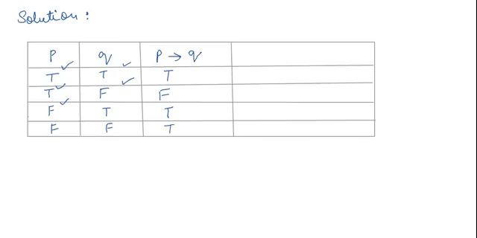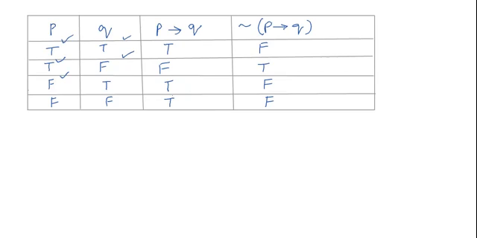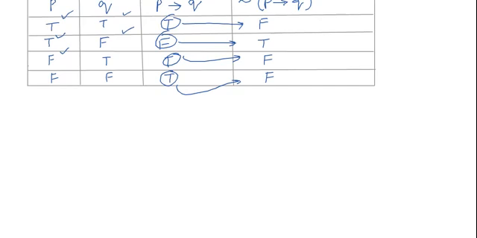Now we need to find the negation of if P then Q. So this true will turn out to be false, this false will turn out to be true, this true will be false, and this true will be false. True turns out to be false, true turns out to be false, false becomes true, and true becomes false because of negation. Now we know that this is equal to P conjunction negation Q.